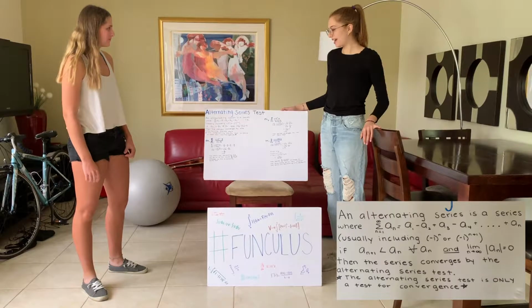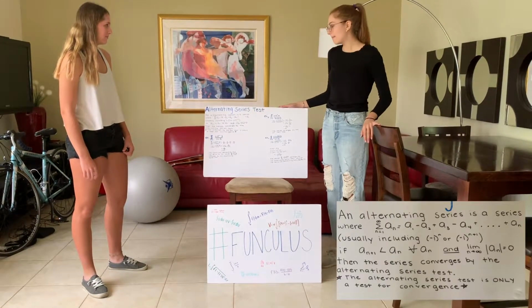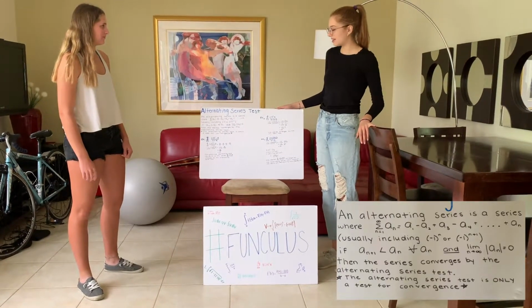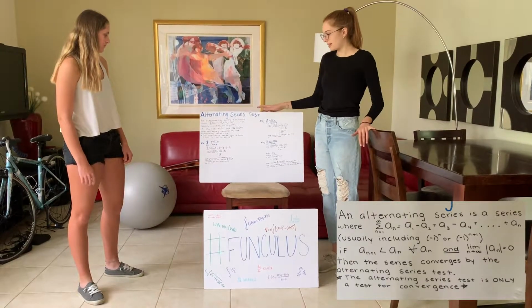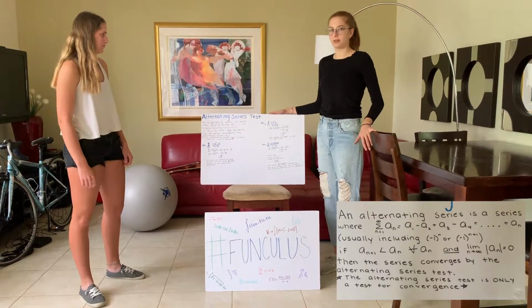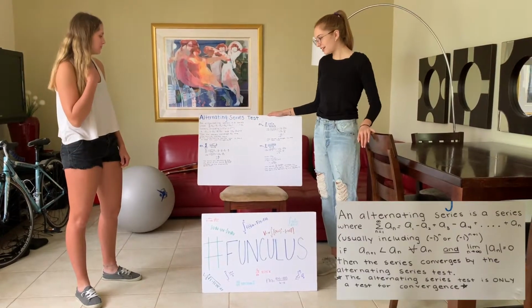The sum from 1 to infinity of a sub n equals a sub 1 minus a sub 2 plus a sub 3 minus a sub 4, and so on. And usually these series include the term negative 1 to the n or negative 1 to the n plus 1, because that's what makes it alternating.